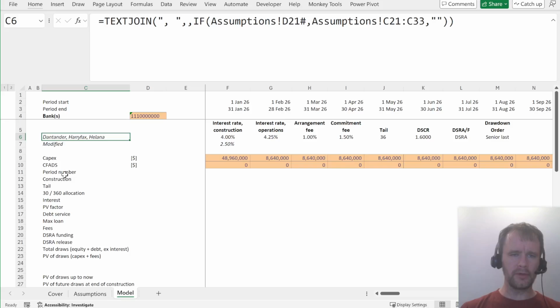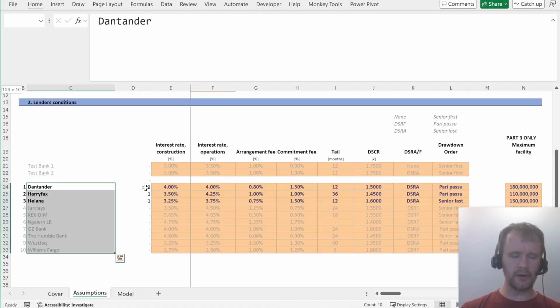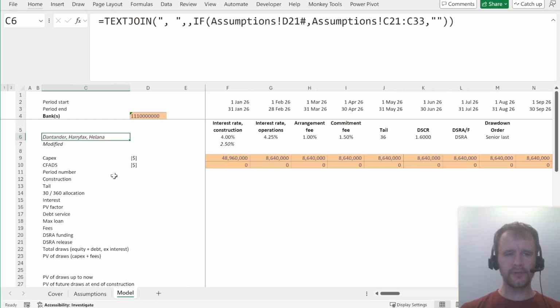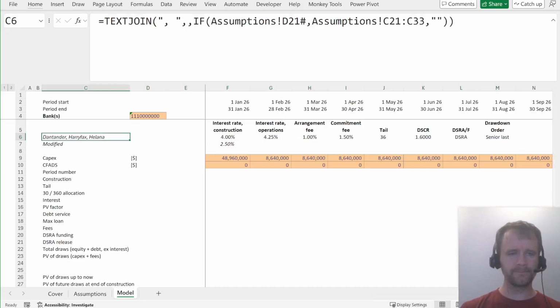But I also have the option to make this just a number code, and then it'll tell me, okay, that's picking up the first 3 banks. It ignores the test banks for these club scenarios. The first 3 banks, it lists the banks here, and then it's just doing max ifs and other things to figure out what are the worst terms across those banks.